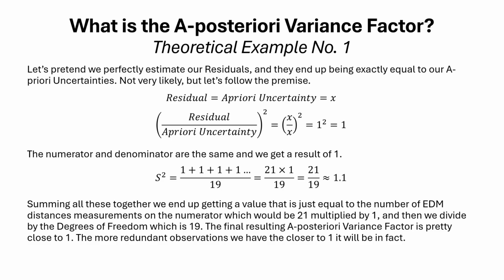So residual, in this case, is equal to a priori uncertainty, and I've just called them x. So residual divided by a priori uncertainty ends up being x divided by x, which is 1, which you then square, which equals 1. Then when you sum all these together, the a posteriori variance factor is going to be 1 plus 1 plus 1 plus 1, on and on, 21 times. There are 21 observations, so 21 times 1 is equal to 21. Then we divide it by degrees of freedom, and we get a variance factor of 1.1. So the resulting a posteriori variance factor is pretty close to 1. In fact, the more redundant observations we get, the closer to 1 it will be.